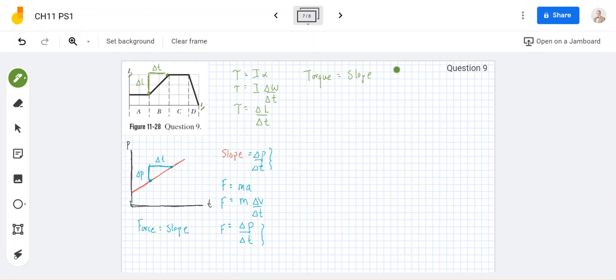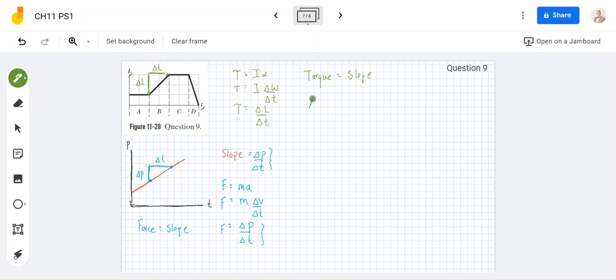So now the question says, this figure gives the angular momentum magnitude L of a wheel versus time. Rank the four lettered intervals according to the magnitude of the torque acting on the wheel. So if torque is the slope, the one with the biggest slope has the biggest magnitude. Now one thing that is important here is they're asking for magnitude, so the plus and minuses don't matter.